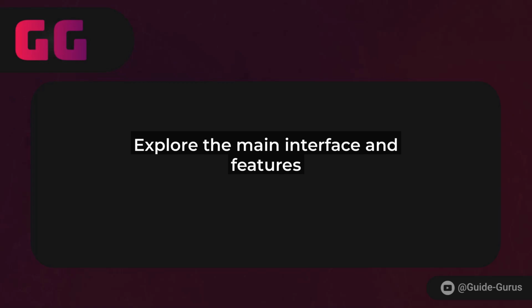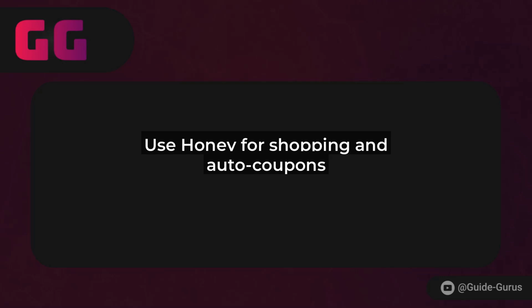Now, let's explore the main interface. You'll see a home screen with trending deals and your saved coupons. To use it for shopping, browse your favorite stores directly in the app or activate the browser extension if you have it. When you're on a shopping site, tap the Honey button. It scans for available discounts and auto-applies the best one at checkout.